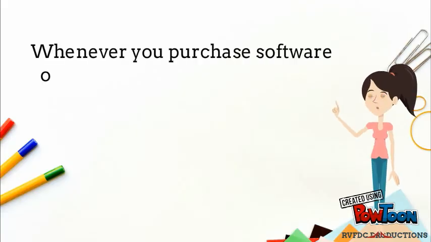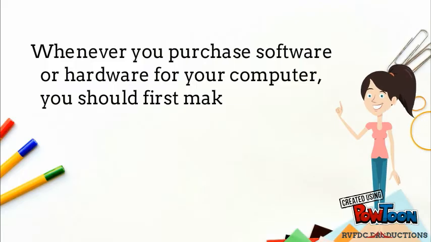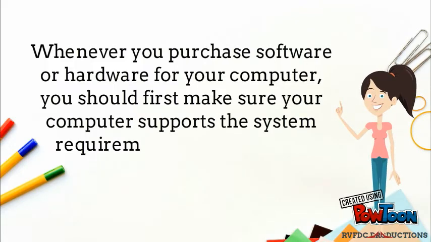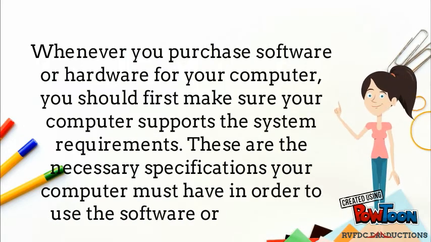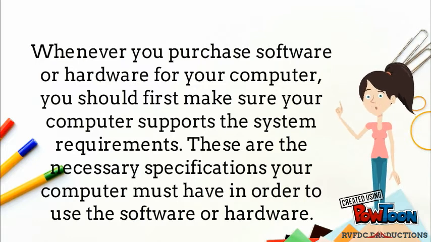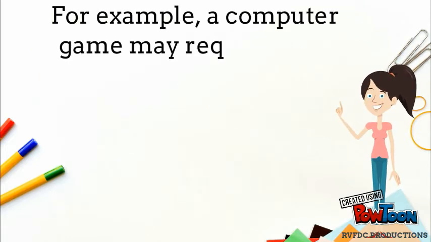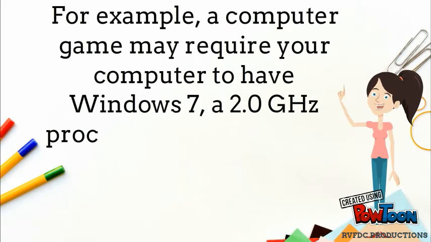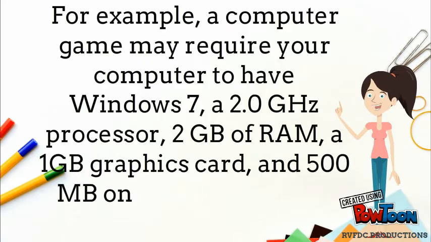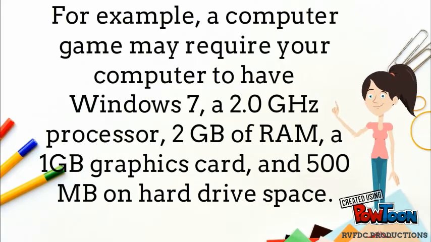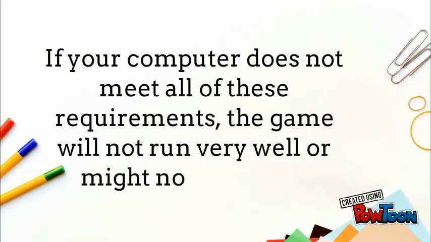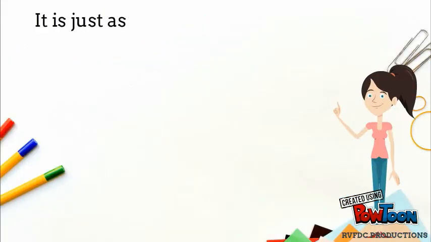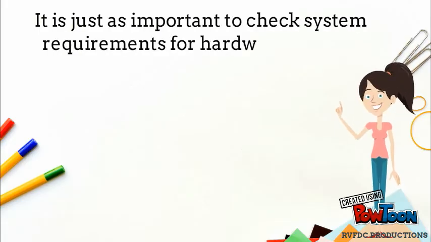Whenever you purchase software or hardware for your computer, you should first make sure your computer supports the system requirements. These are the necessary specifications your computer must have in order to use the software or hardware. For example, a computer game may require your computer to have Windows 7, a 2 GHz processor, 2 GB of RAM, a 1 GB graphics card, and 500 MB on hard disk space. If your computer does not meet all of these requirements, the game will not run very well or might not run at all.